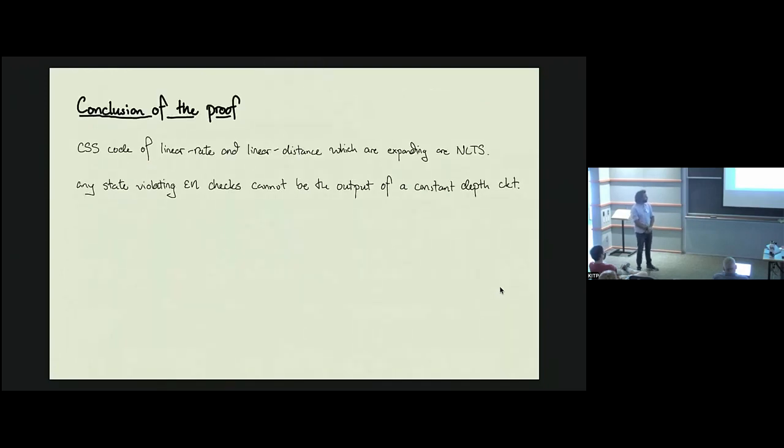So the conclusion says that these CSS codes of linear rate and linear distance, which expand, are NLTS. They have this complex entanglement, or rather, any state that violates an epsilon fraction of the checks cannot be the output of a constant depth circuit.